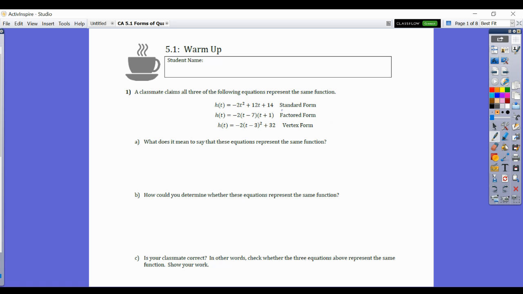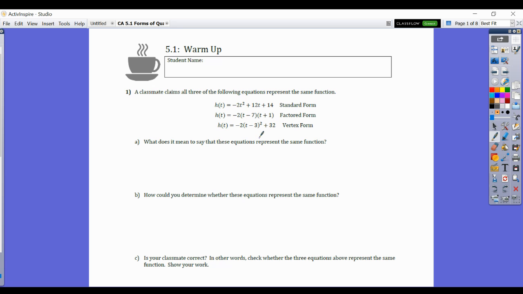Welcome back. We're going to talk about quadratic equations in different forms today. So we have these three different forms. And the first question here is, what does it mean to say that these equations represent the same function? We talked about that a little bit in Unit 4. They have to be equivalent. So these need to be equal expressions when they're simplified out.